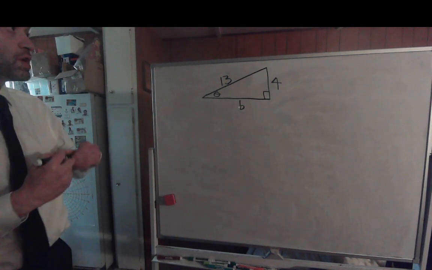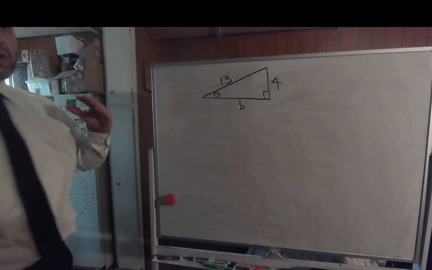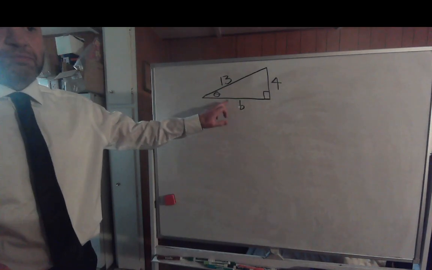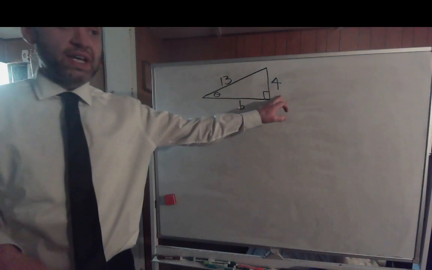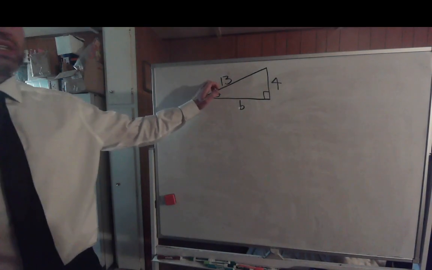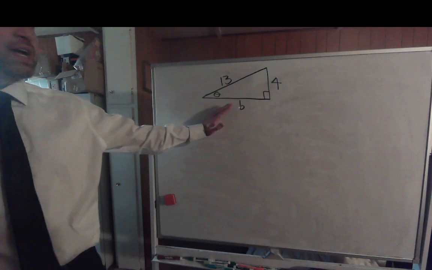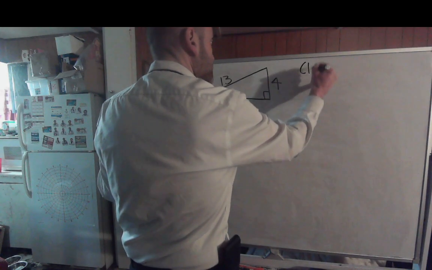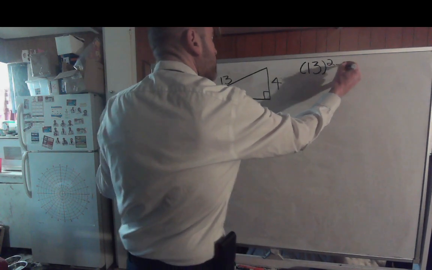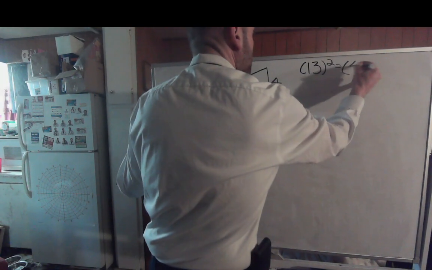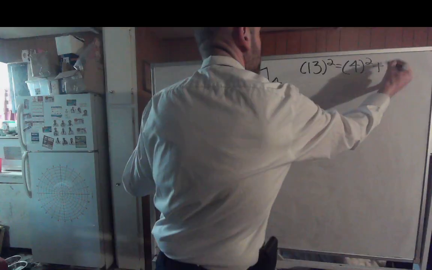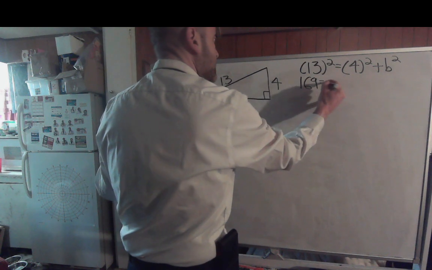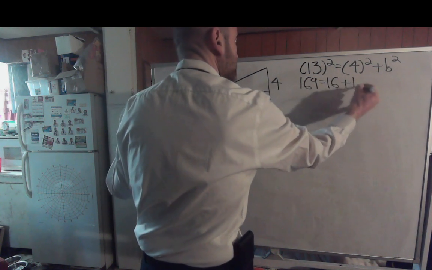Okay, so we have another right triangle with, we don't know the length of B, the longer leg. We know the shorter leg has length of 4, the hypotenuse has length of 13. Well, let's use the Pythagorean Theorem to find our longer leg. So this would mean that 13 squared would then equal 4 squared plus B squared. So this means 169 equals 16 plus B squared.